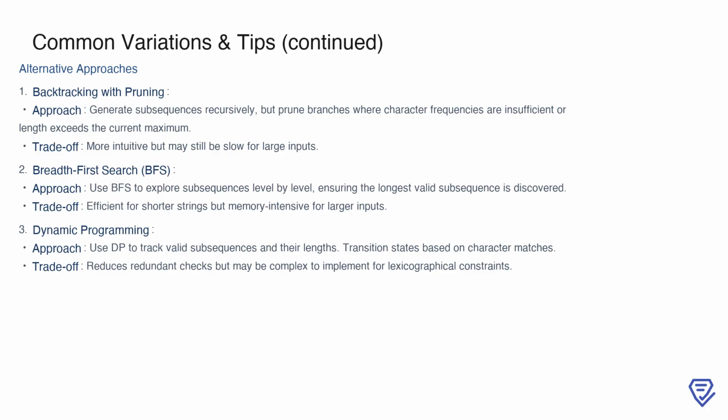Finally, dynamic programming provides another powerful strategy. By tracking valid subsequences and their lengths, you can reduce redundant checks. However, implementing DP to handle lexicographical constraints can be complex. Each of these methods offers valuable insights and can be chosen based on the specific requirements or constraints of the problem.